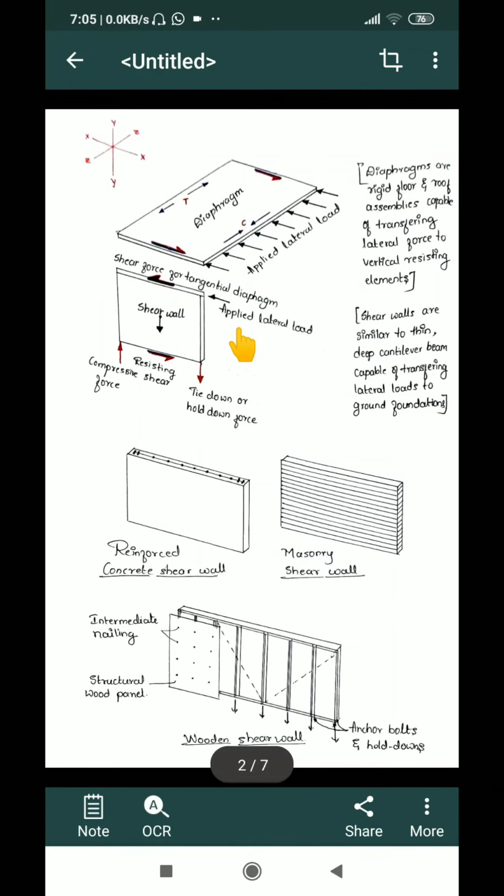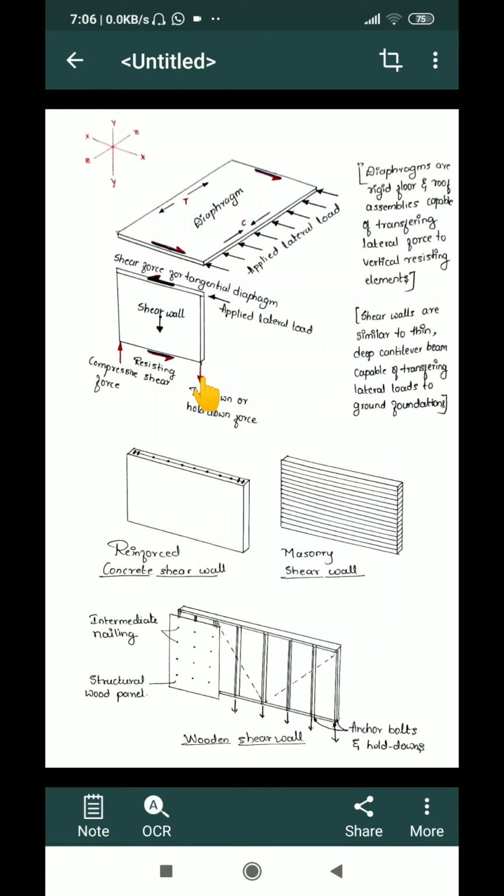Because of this applied load, these walls are very rigidly connected to the foundation. So when I apply a lateral load going from right to left, there will be a resisting force at the base of the wall which will be acting from left to right. Not only that, when I apply a load in this direction, this side is under compression and this side is under tension. So this wall will be deflecting like this.